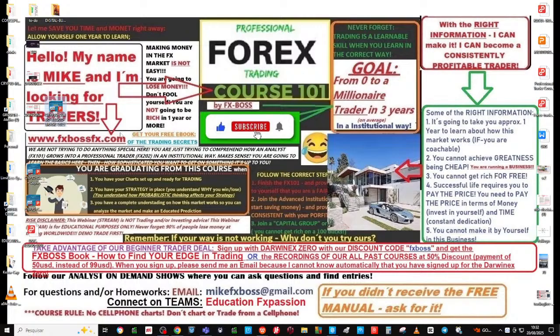And also never forget, you're going to graduate from this course when, number one, you have your chart set up and ready for trading. Today we're going to primarily work on this one. Number two, you have your strategy in place. Well, not today, maybe. Today we're going to do the chapter recap. And number three, you have a complete understanding of how this market works, so you can analyze the market and make an educated prediction.